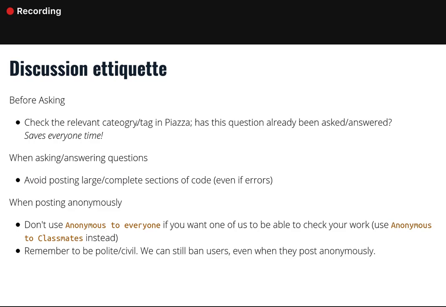Similarly, when posting anonymously, bear in mind to be polite and civil in the same way that you would if you were posting with your name attached to it. We can still ban users even if they post anonymously. We won't know who we've actually banned, but I can ban you from Piazza for some amount of time if people get nasty with each other. So please, I believe that having you able to post anonymously fosters open discussion. Please don't abuse that.